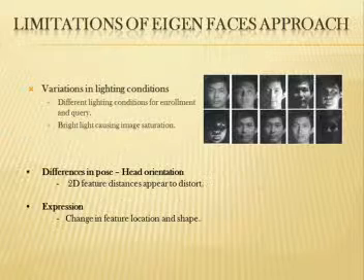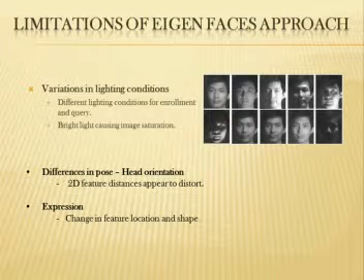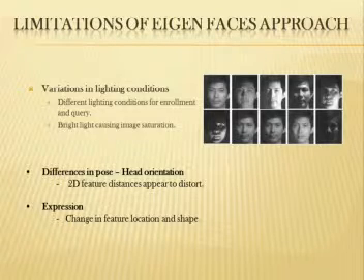images in the database. Limitations of the eigenfaces approach. Variations in lighting conditions: different lighting conditions for enrollment and query, and bright light causing image saturation. Differences in pose and head orientation: 2D feature distances appear to distort. Expression: change in feature location and shape.